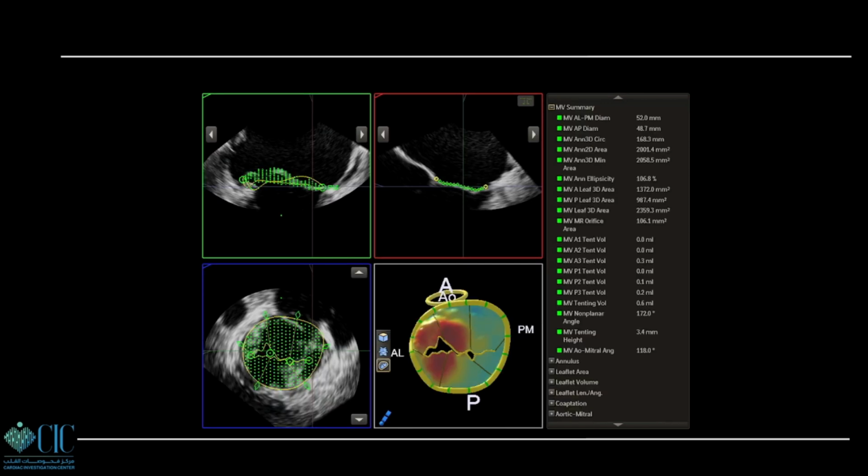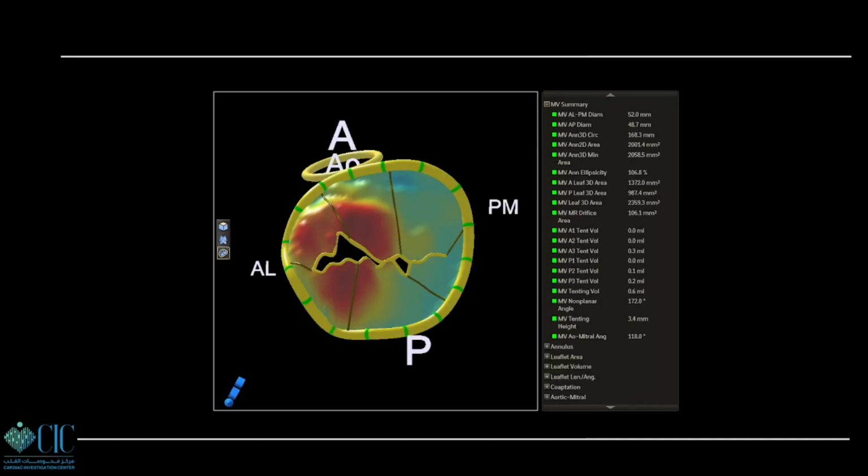And by the quantification, the red color is what is above the annulus. So these software packages can give you colors to tell you this segment is above the annulus, even without looking at it. Anything that is in red is above the annulus. That's prolapsing or billowing. If the red color is reaching the tip, this is prolapse. If it is only in the base, this is billowing, and so on. So it makes things easy.